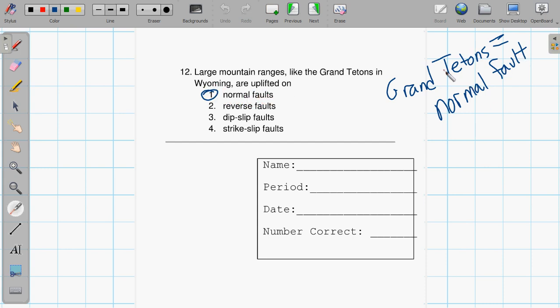All right, so I hope this helps, and make sure you study for your quiz. It's going to be on 7.1, Chapter 7 in your digital textbook, Lesson 1.